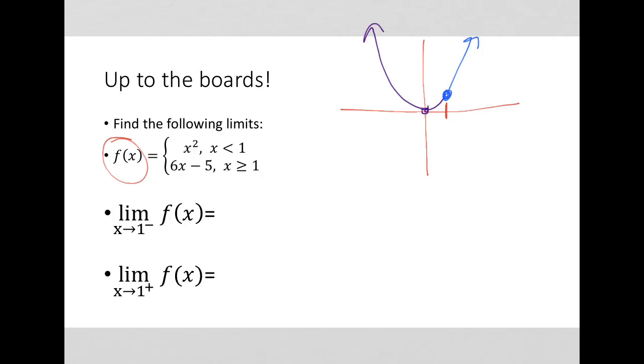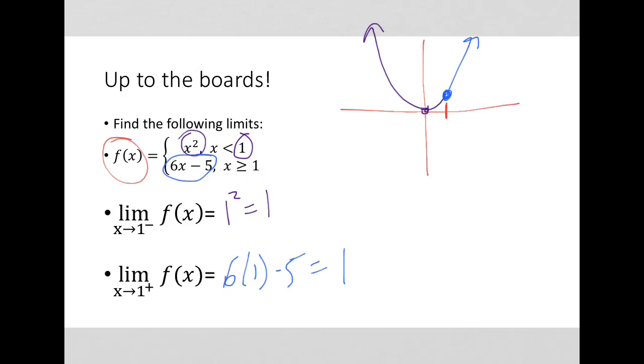So let's find the left-handed limit. Well, notice first off that that is a polynomial function, x squared. So to find the limit from the left, I'm just looking at that x squared branch right there, and I can directly substitute in my x value of 1 because I don't have any discontinuities. So 1 squared is 1, so the left-handed limit is 1. We can do the same thing for that function right there, 6x minus 5, also a continuous polynomial. So when we substitute in that value, we get 6 times 1 minus 5 is also 1.